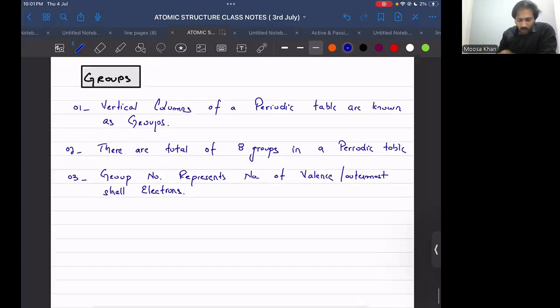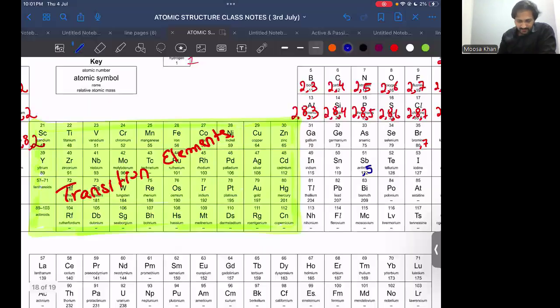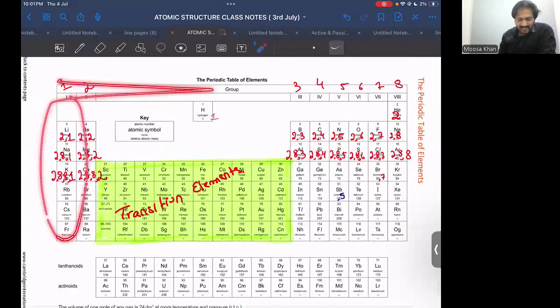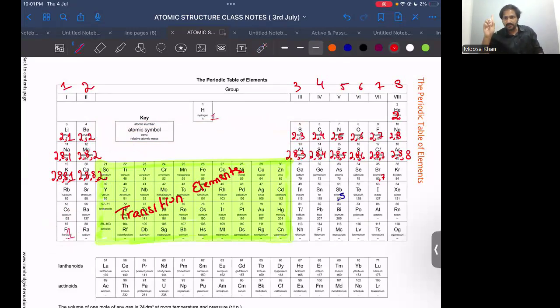Okay, good, all those horizontal rows of a periodic table are known as periods. Okay, vertical columns are understood. What does a group tell us? Group tells us about the number of valence electrons in the outermost shell of any atom. For example, we cannot make the electronic configuration of francium atom. Francium is from group 1. However, I can say that as francium is from group 1, it must have one valence electron in its last shell. Okay.